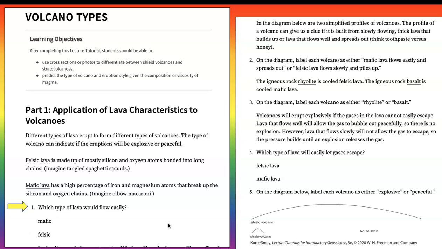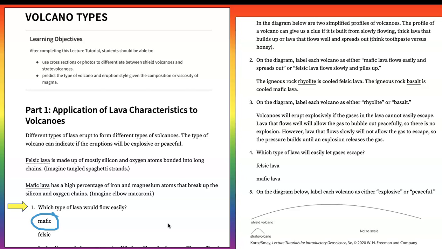Which of these two types of lava do you think would flow more easily? That would be the mafic one, because this one doesn't have all of those tangled spaghetti strands, if you want to look at it that way, that are holding things tightly together, that are viscous.